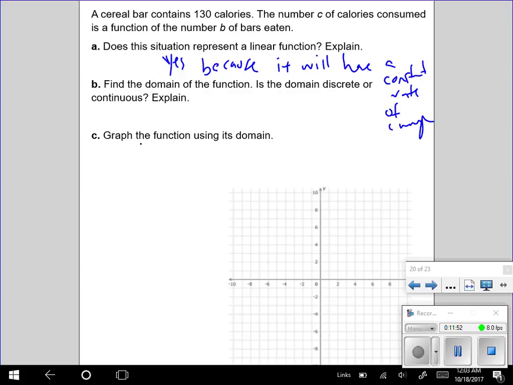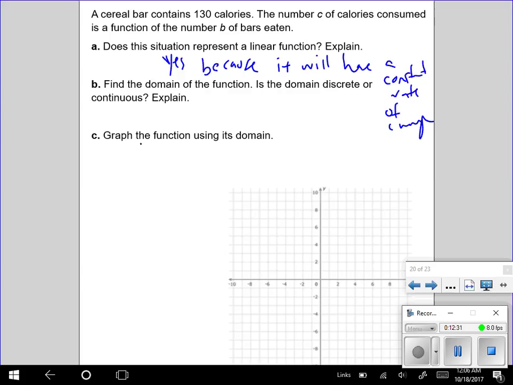Okay, so the domain of this function is pretty open-ended. It's a little different though. Okay, so remember, if we're saying that the bars eaten, the domain of this function is a little different because we can eat half a cereal bar, right? You don't have to eat the whole cereal bar. So you have a wide range of options for your domain. Your domain isn't locked into just a certain number of numbers.